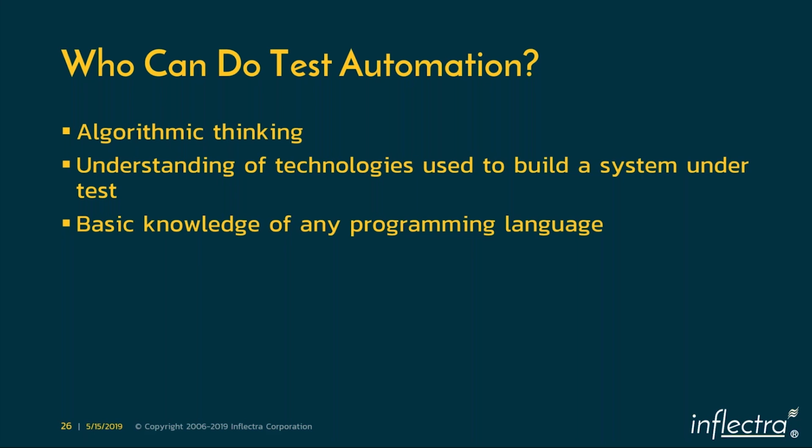I would list here algorithmic thinking, so the ability to clearly define test steps of your test case and understand conditions and loops. Also, you should have an understanding of technologies used to build the system under test, like the DOM tree and XPath that I showed in one of the previous slides. And what is most important, you should have at least very basic knowledge of any programming language. It doesn't matter what the programming language is, but if you know at least one, it will let you progress much more effectively and get much more results from test automation.